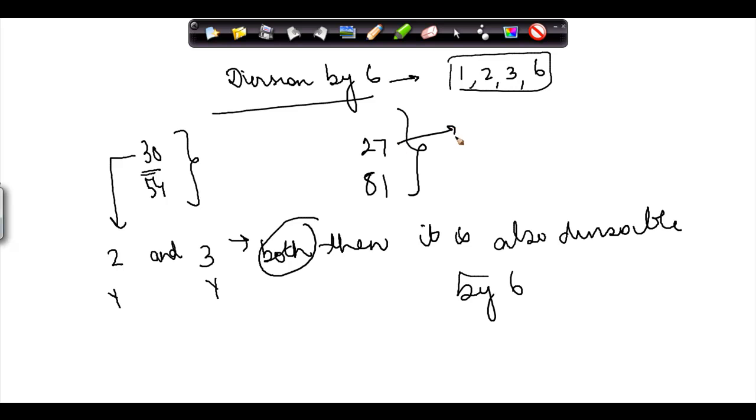Say for example 27. We know 3 times 9 is 27. But 27 cannot be divided by 2. No. There's a remainder which comes in. So it has to be actually both the numbers. If even one of them is not able to divide a particular number, then that number will never be divisible by 6. So the thumb rule is any number which is divisible by both 2 and 3 is also divisible by 6.